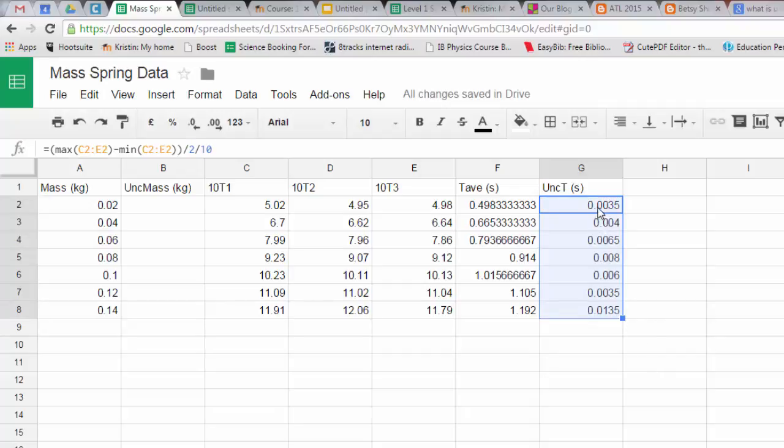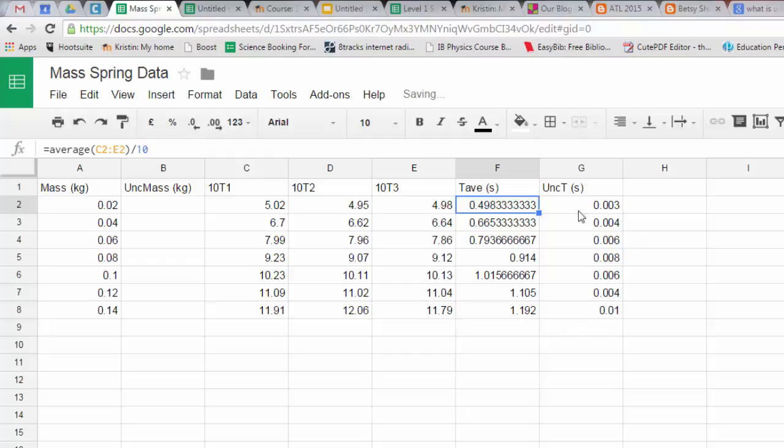Now I only want the uncertainty to one significant figure. There's a button on Google Sheets that you can use to reduce or increase the decimal places. It's up here. So I'm going to decrease the decimal places for that one, and it does all the rounding for you so you don't make those mistakes. Decrease the decimal places there, and there, and there. Okay. The next thing is I need these to be to the same number of significant figures.